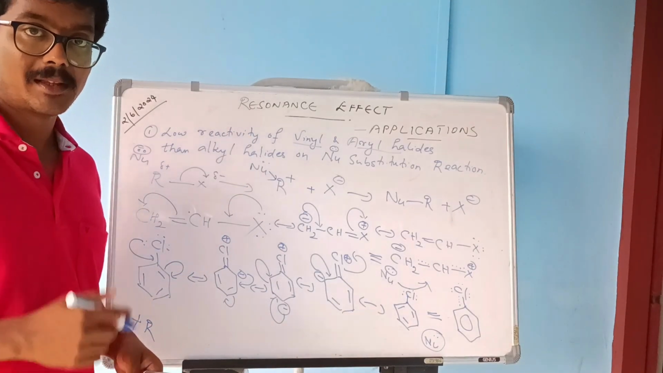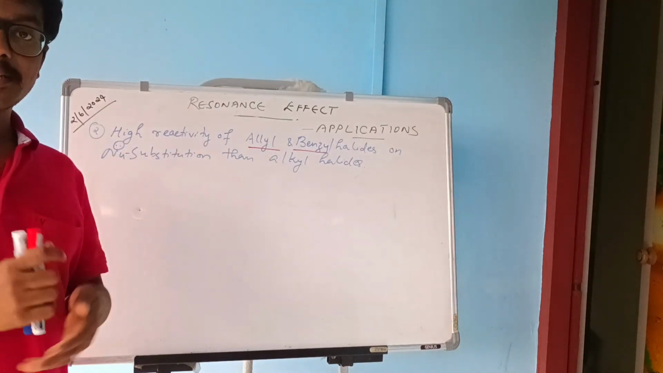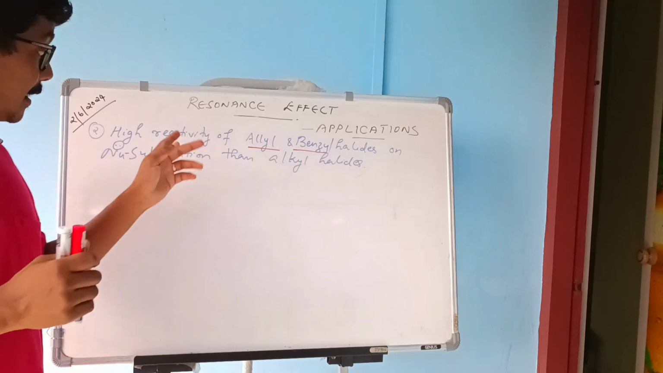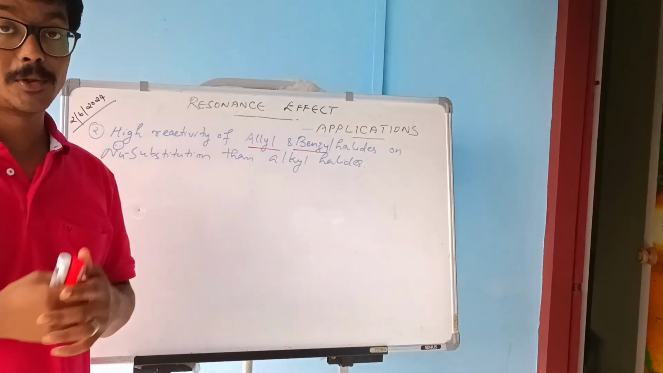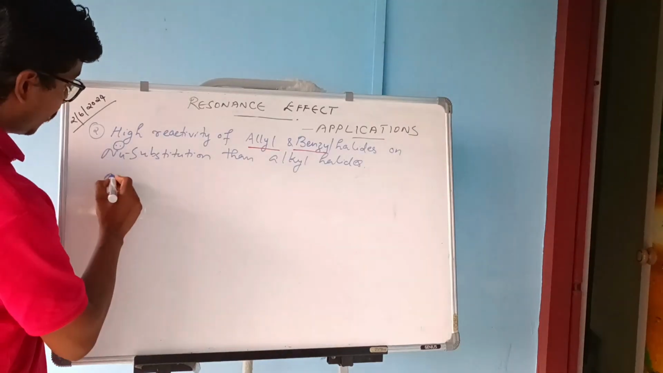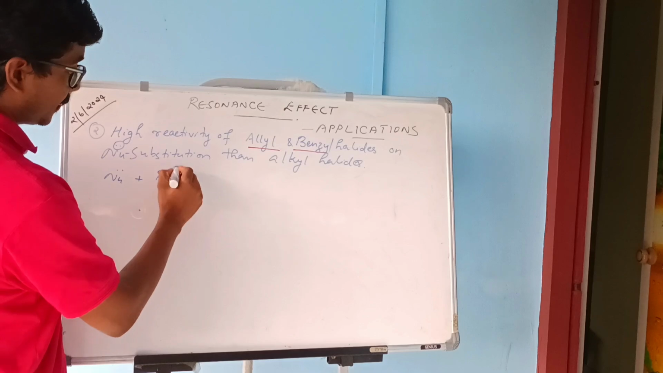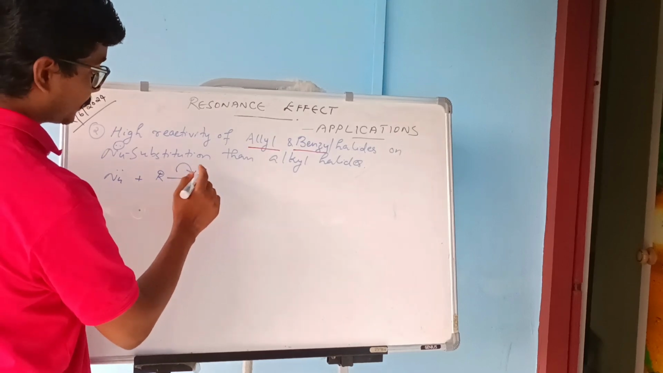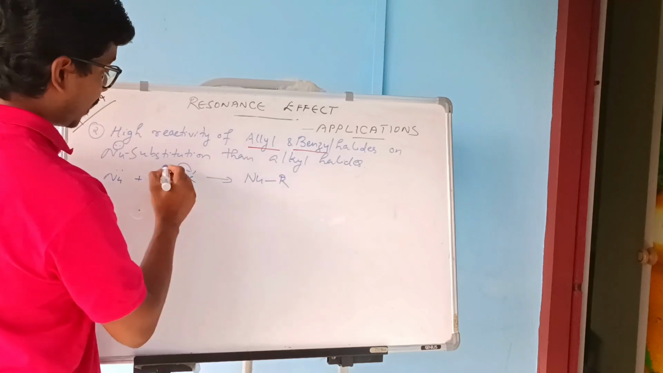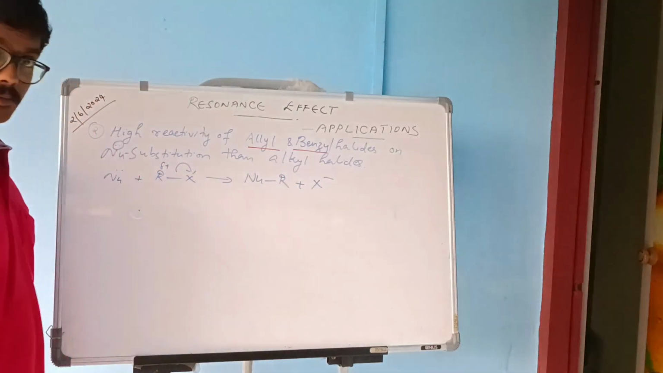Okay. Now we move on to the second application, the high reactivity of allyl and benzyl halides than alkyl halides towards nucleophilic substitution reaction. We already discussed that when a nucleophile approaches an alkyl halide, this will go to here and the nucleophile attacks the carbocation. The carbocation is formed plus a halide ion.